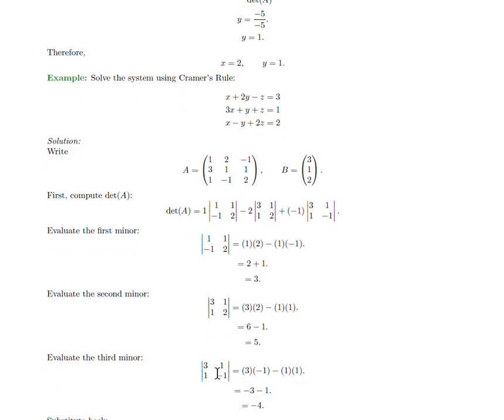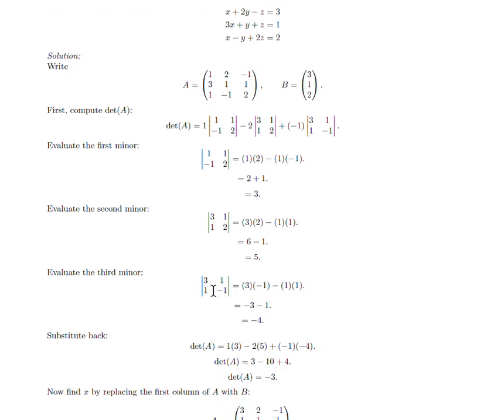We'll treat that as a 2 by 2 and find the determinant. That gives us minus 4, right? Now, lastly, we'll sum those values up. This 3, 5, and minus 4, but then we'll alternate signs.